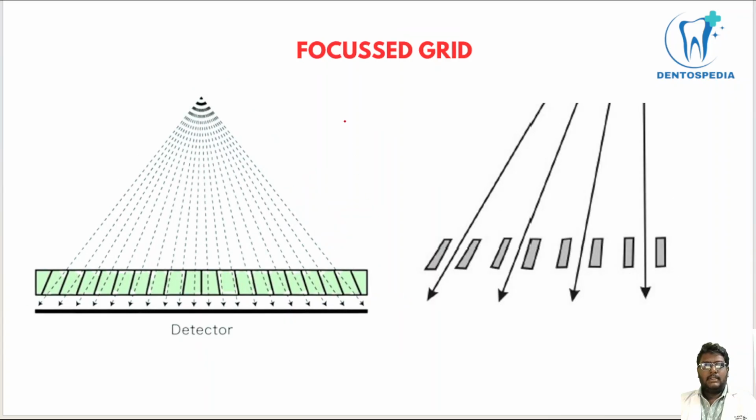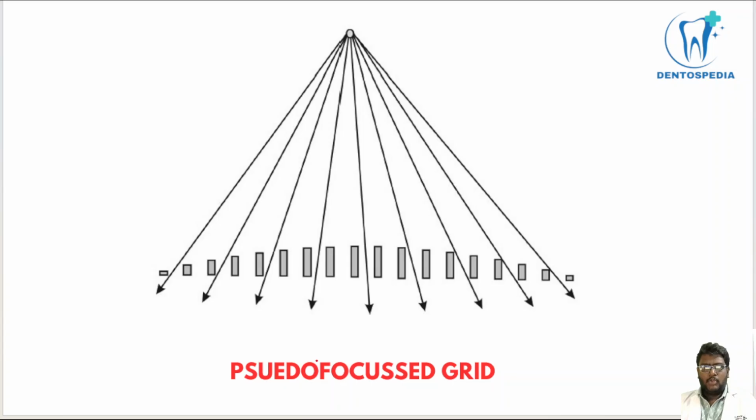Here you can see another type, which is a focused grid. In this grid, the lead strips are angulated. In the center usually there is no angulation, but at the periphery you can see the angulation of the strips. This is called a focused grid. In a pseudo-focused grid, the height of the strips decreases as we go from the center to the periphery.